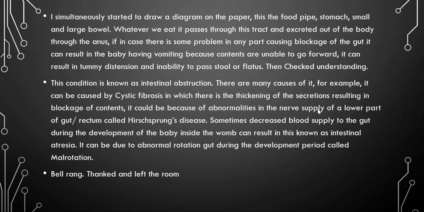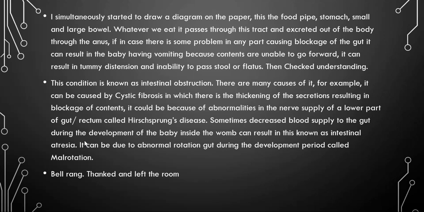Could be due to abnormalities in the nerve supply of the lower part of the gut, called Hirschsprung disease. As your child hasn't passed the meconium yet, it could be a possibility as well. Sometimes decreased blood supply to the gut during development of the baby can result in a condition called intestinal atresia. Sometimes there can be abnormal rotation of the gut during development called malrotation.